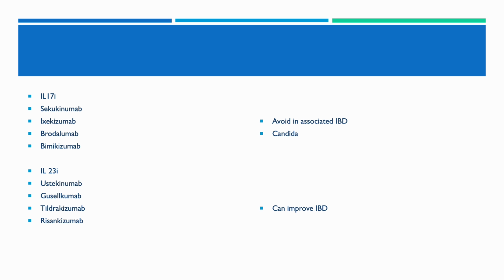Then we've got agents which target interleukin-23: ustekinumab, guselkumab, tildrakizumab, risankizumab. Again, they have no effect on inflammatory bowel disease, and in fact, they can be used to treat inflammatory bowel disease. And the majority of these agents, not only do they help cutaneous psoriasis, they will also help psoriatic arthritis.